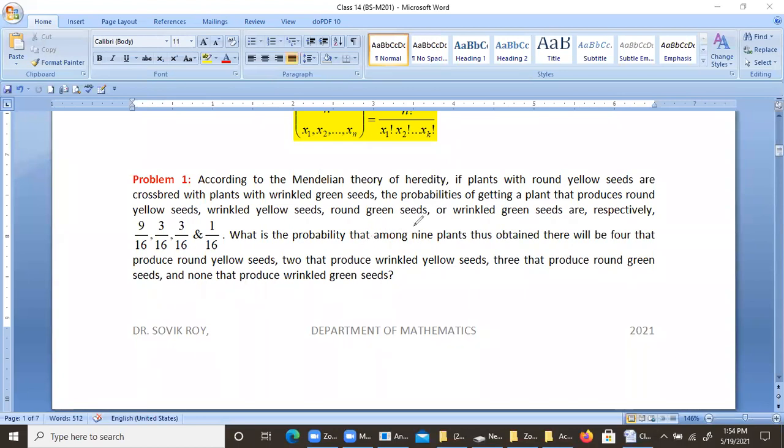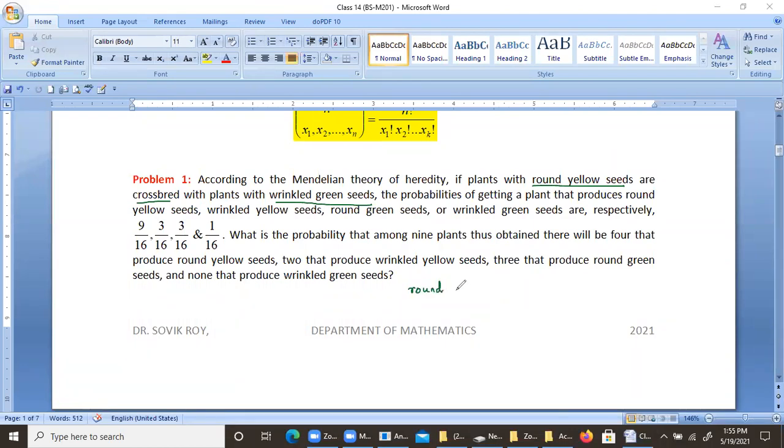To begin with, we first identify what are the things that we are interested about in this particular case. So you see that round yellow seeds have been crossbred with plants with wrinkled green seeds. Okay. And after this crossbreed, what have we obtained? What different cases have we obtained? Let us try to figure it out.